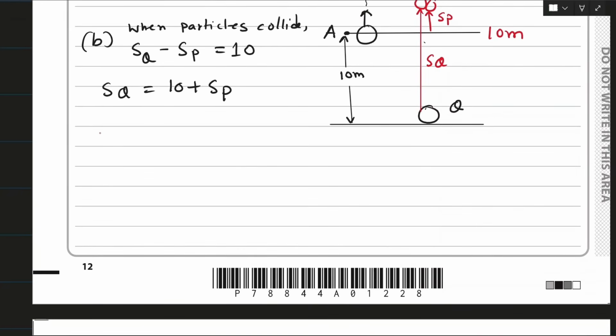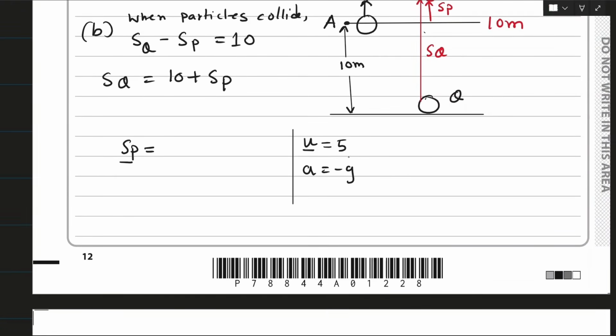So let's see. The expression for SP: we have to consider the information given to find the SP values. We have initial velocity for P, which is 5 meters per second. We have acceleration for P, which is minus g. So we can use this to write an expression for SP, the displacement of P. SP is the displacement of P and SQ is the displacement of our particle Q.